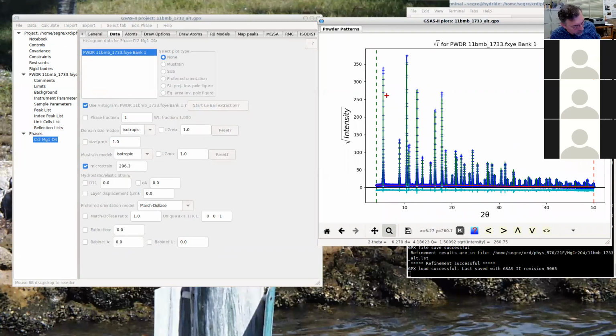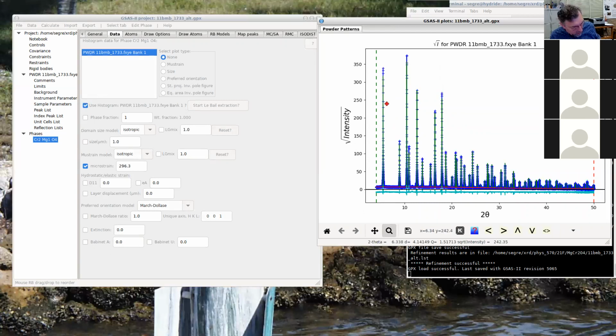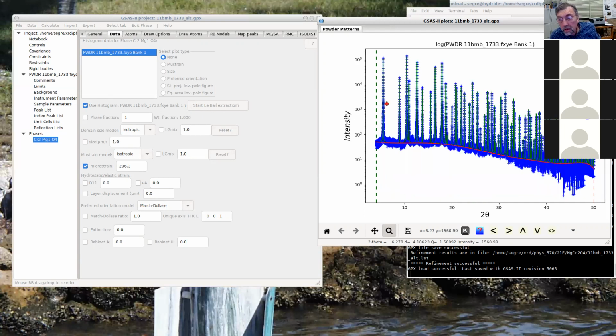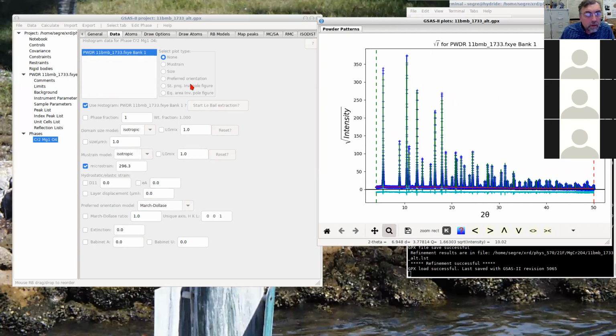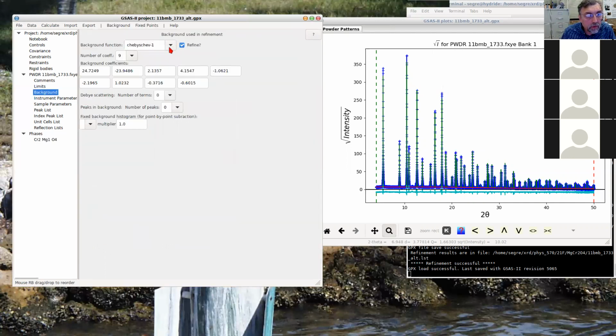Let's take a look at the square root again. See how we're doing. That's not bad. Let's look at the log. That's better. I'm not totally happy with this yet. Let's see if I can increase by 1 the background in this case and see if this improves things.